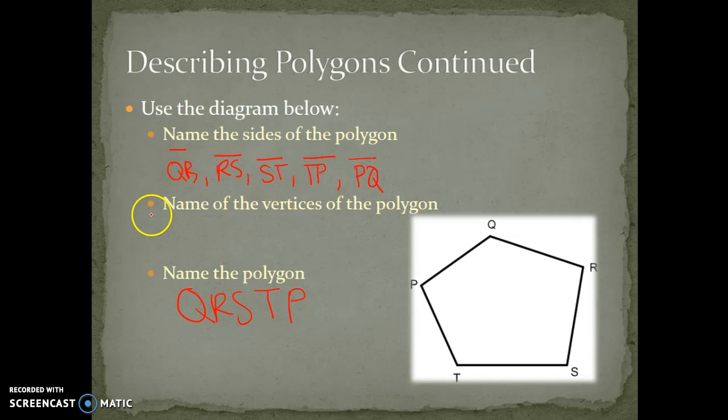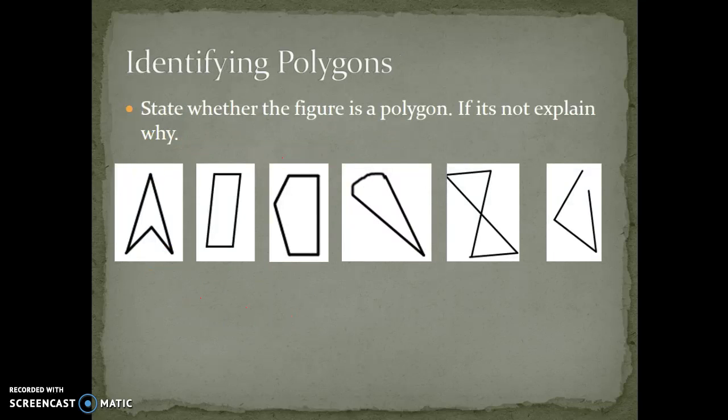Okay. My vertices are the angles where they meet, so I have angle Q is one vertex, angle R, angle S, angle T, and angle P. Okay, so again, sides are segments, vertices are angles, and then when I name the polygon, I can use any order as long as it's going consecutively.